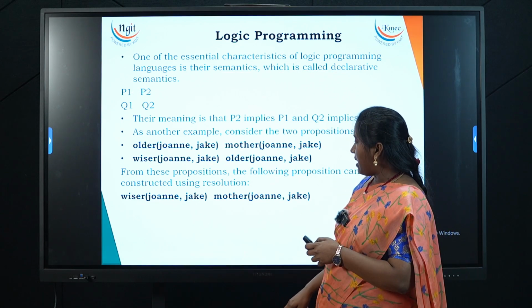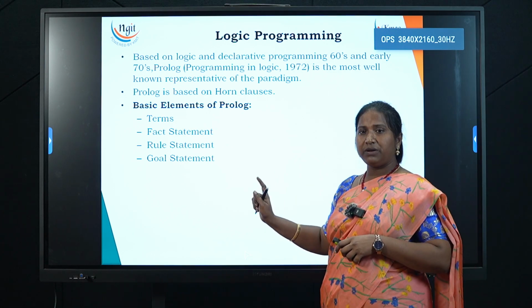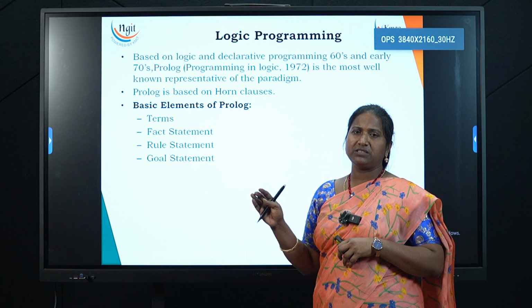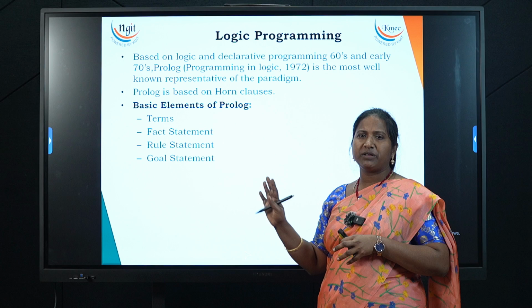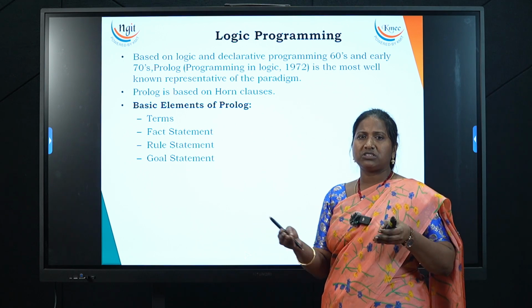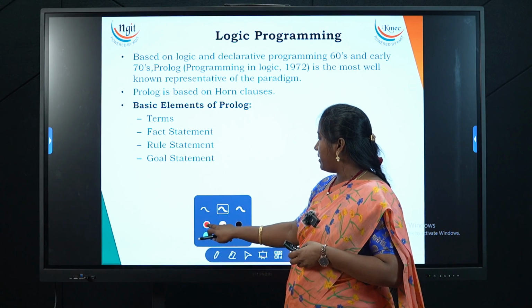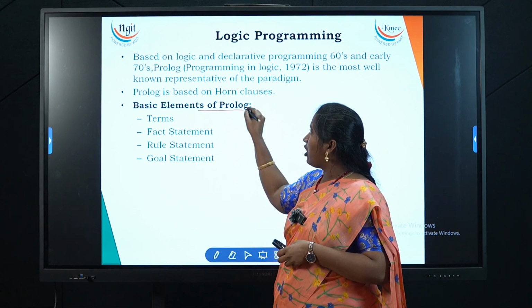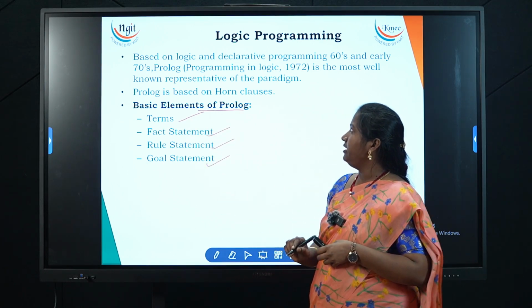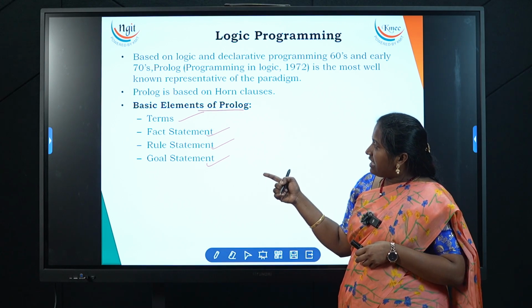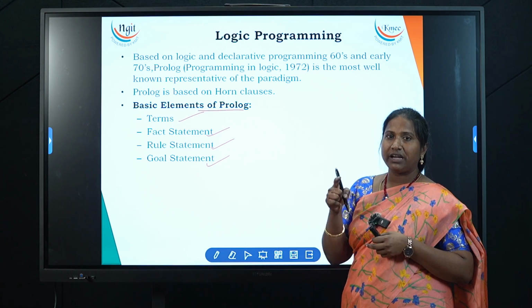Now let's see about the basic elements of Prolog. This concept has been asked many times as far as your end semester examinations are concerned, and believe me, there is no question paper without this concept. When you cross check a few papers of PPL, you will meet this question. Now, basic elements of Prolog: terms, fact statement, rule statement, goal statement. These are the four things we basically find in Prolog declarative semantic.